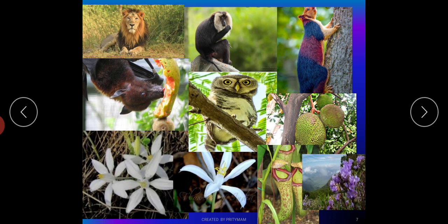And if we talk about the endemic plants, then we can see that this is the wild jack which is found over here. This, what you can see, is the forest spider lily. You can see over here, this is the pitcher plant, right? And this, what you can see, is the orchids.